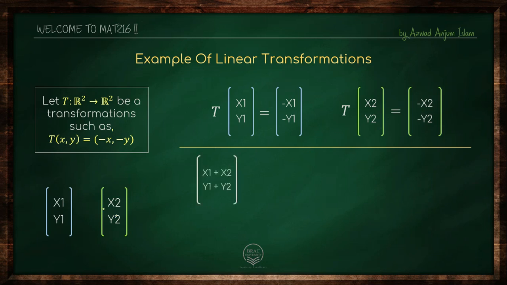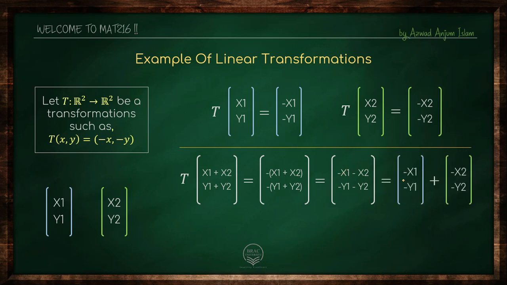If I add them together first, and then take the transformation of it, I get minus x1 minus x2 and minus y1 minus y2, this vector. And this is exactly the same as the summation of two vectors, one is going to be minus x1 minus y1 and the other is going to be minus x2 and minus y2. And these two vectors are just the transformation of the two original vectors. So the first condition is satisfied.